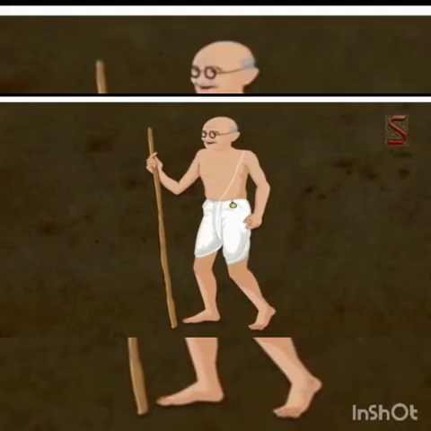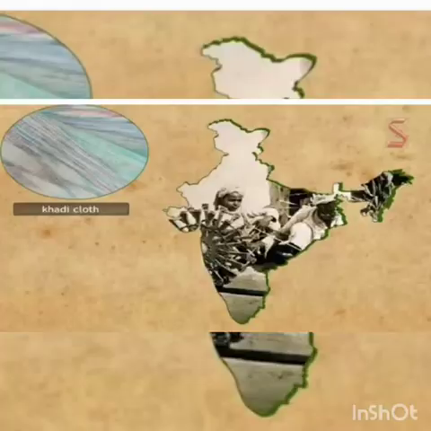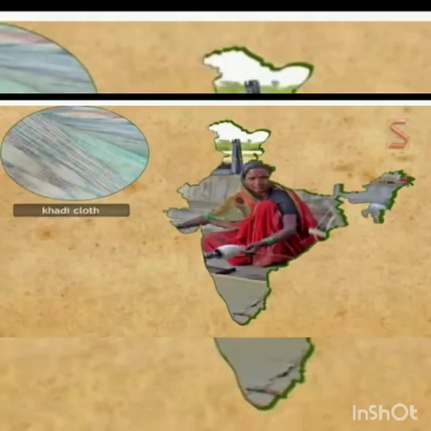At the same time, Gandhiji gave a call to the people to spin their own cotton on their charkha. The khadi cloth was spun in many homes across the country, which helped the country to get self-reliant. Children, this was just one part of the story.